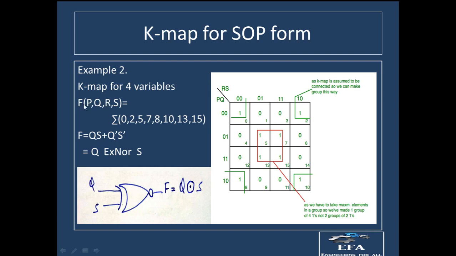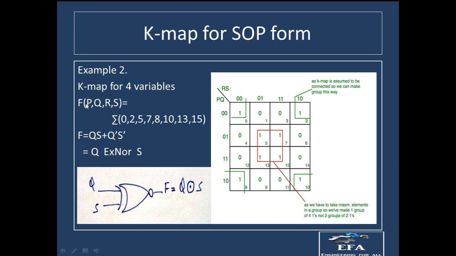So suppose this is a question that F is equal to F PQRS is equal to summation sign 0, 2, 5, 7, 8, 10, 13 and 15 are given, right? So first of all we need to identify how many number of variables are there. So you can see 4 number of variables are there. Therefore 2 power 4 will be equal to 16. Therefore we need a K map which is having 16 number of cells. Okay, so after that there is a summation sign in this position, so we have to take the SOP type of the expression.